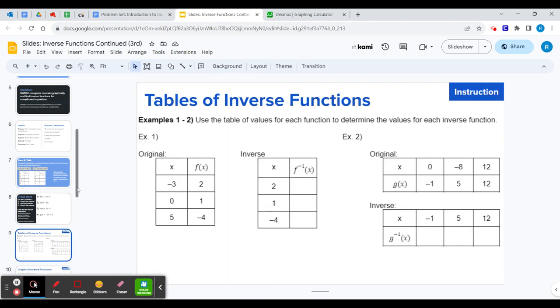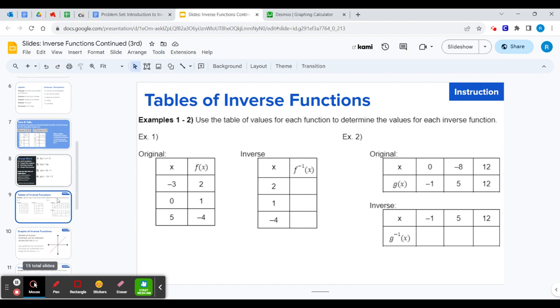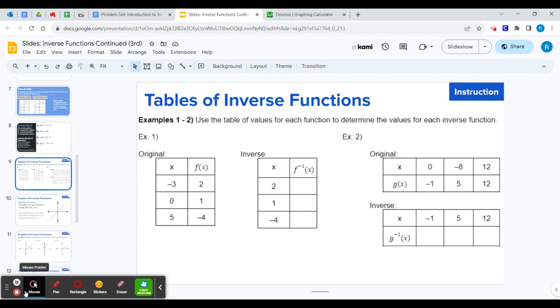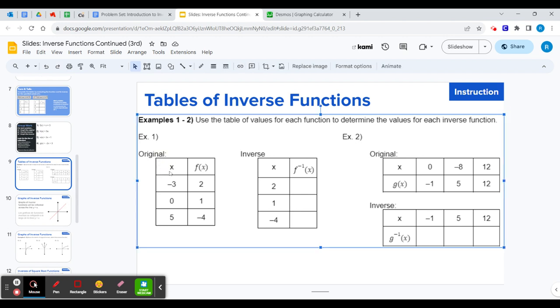So after you've explored, let's take this into notes and explore how inverses show up a few different ways. We have a table here with our original function. X gives us the output f: negative 3 gives us 2, 0 gives us 1, 5 gives us negative 4. If we were to build a table of the inverse values and use those outputs, 2, 1, negative 4, just like you saw in that first activity, we would just get our inputs of the original function all over again. So we'd get negative 3, 0, and 5.